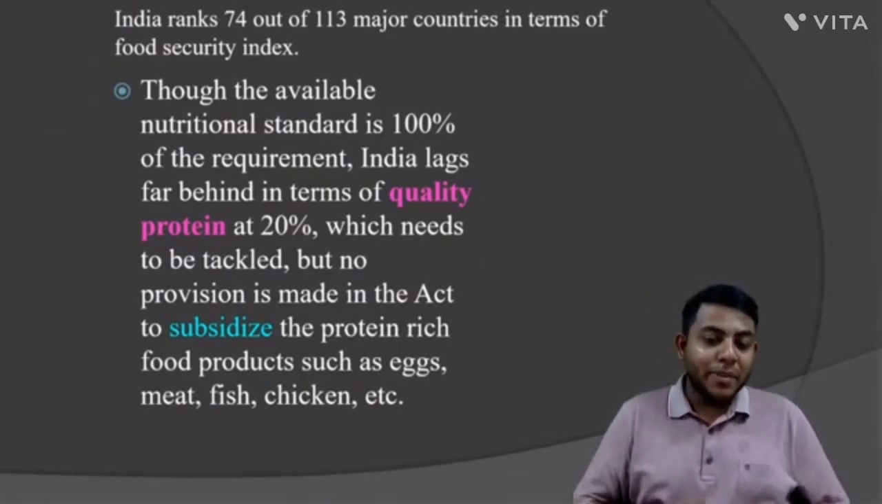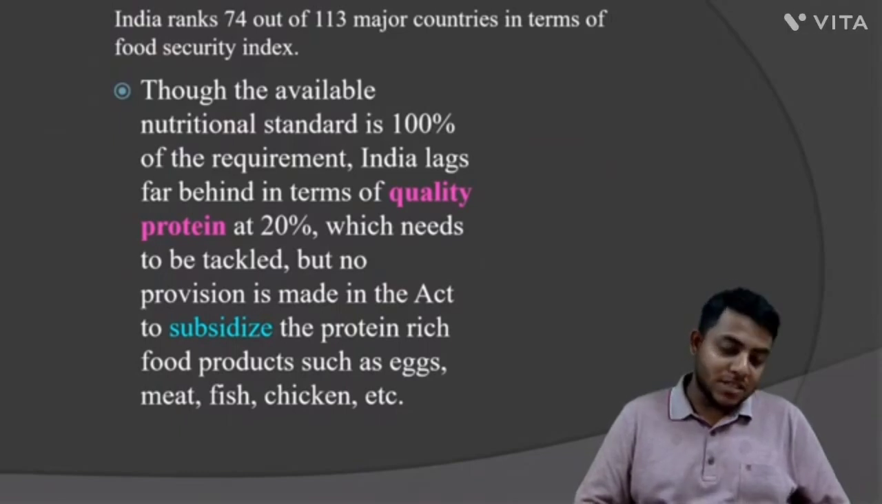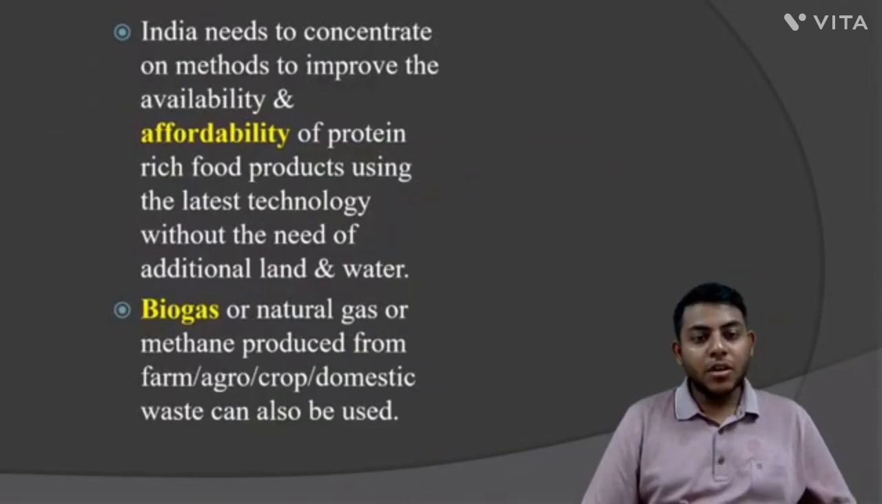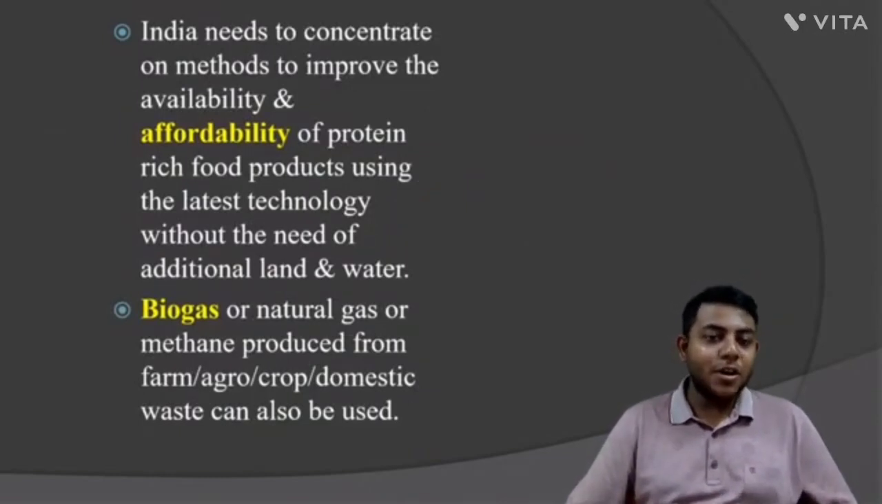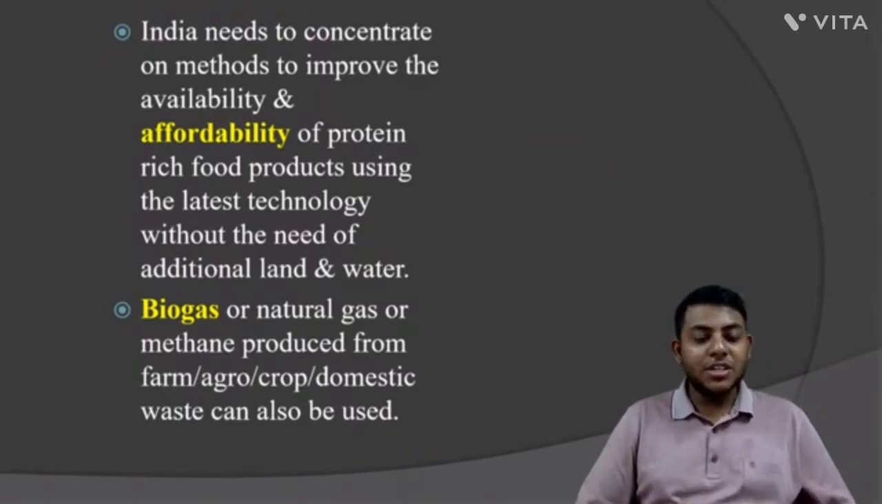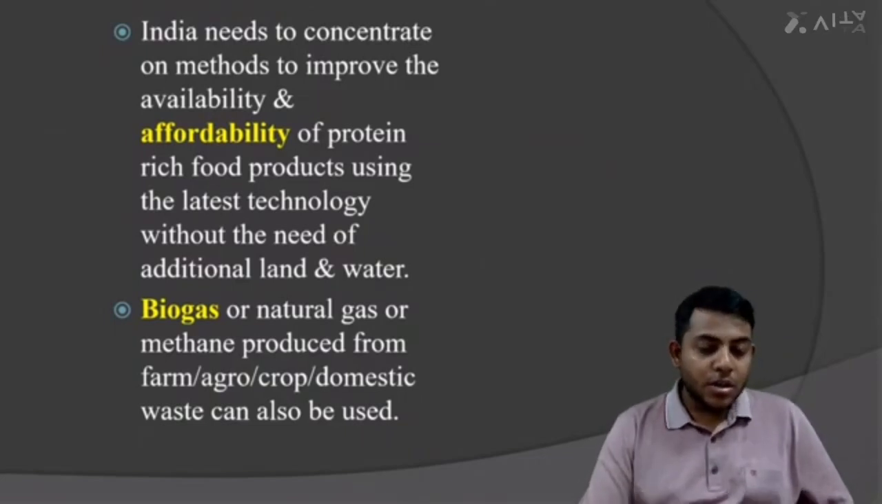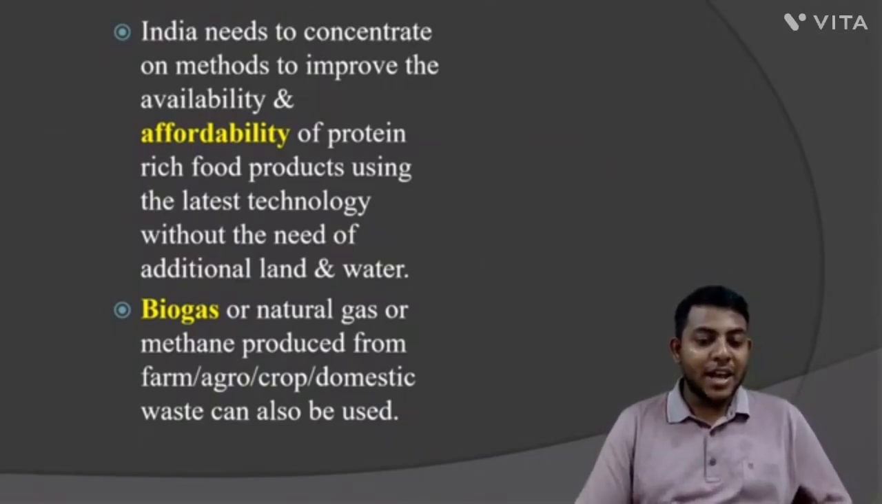But no provision is made in the Act to subsidize protein-rich food products such as eggs, meat, fish, chicken, etc. So India needs to concentrate on methods to improve the availability and affordability of protein-rich food products using the latest technology without the need for additional land and water. Biogas or natural gas or methane produced from farm, agro-crop and domestic waste can also be used.